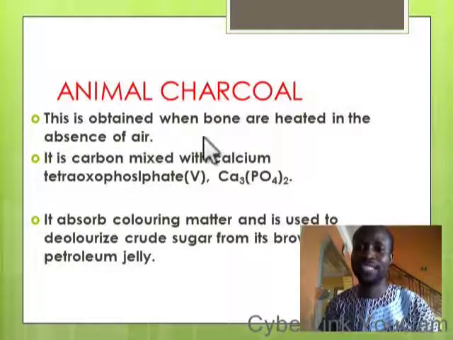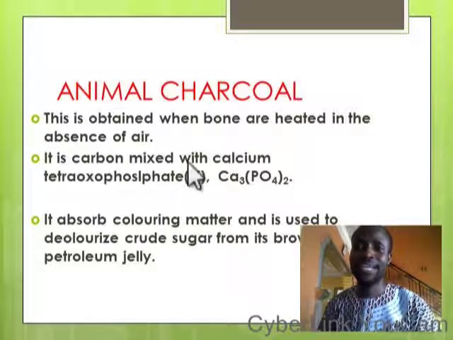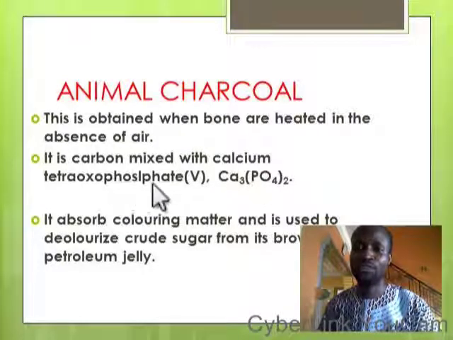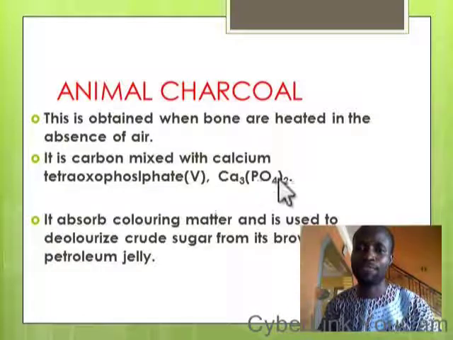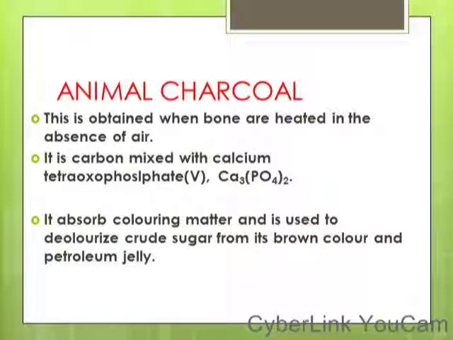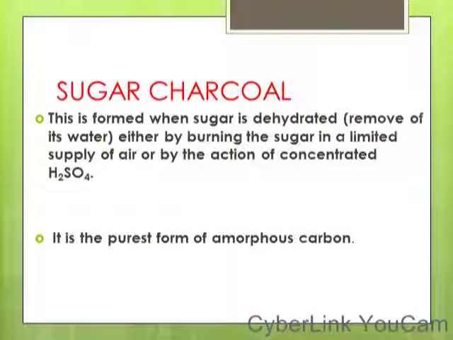A second example of amorphous carbon is what you can see on the slide, animal charcoal. This is obtained by heating bones of animals in the absence or limited supply of air. It is carbon mixed with calcium phosphate, Ca3(PO4)2. That's the formula there. Now view this very well. It absorbs coloring matters. It is used to decolorize crude sugar from its brown color, and petroleum jelly.